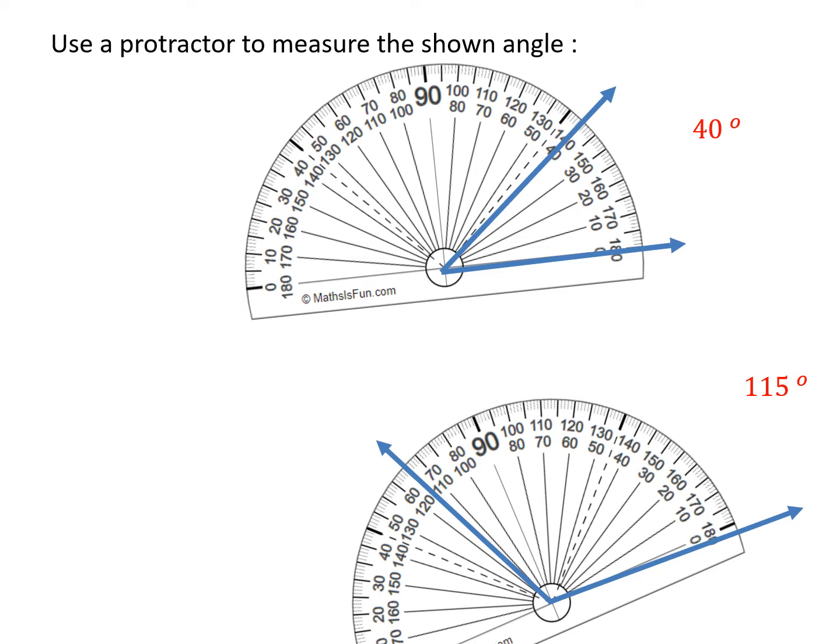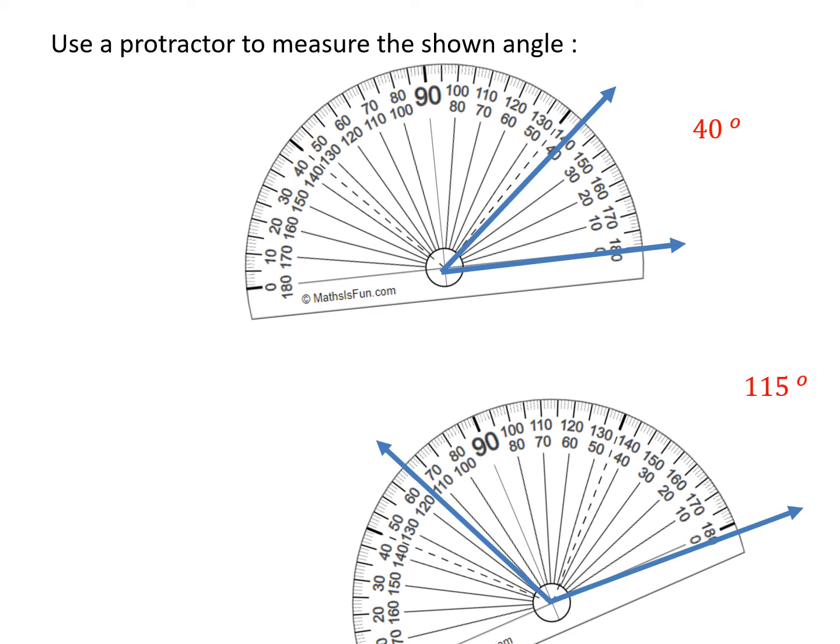Now look at the other line, guys. The other line stands exactly between 110 and 120. So is this line exactly 110 or 120? No, not one of them. It's exactly between them. So the other line is exactly between 110 and 120 degrees, so of course it's exactly 115 degrees. So the measure of that angle is 115 degrees. So again, guys, we can use this protractor easily to measure any angle and get its size exactly.